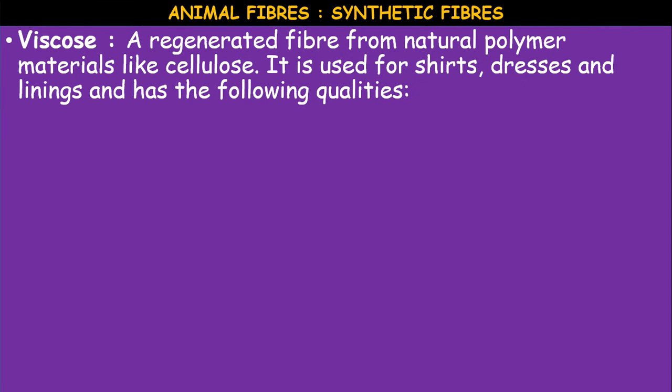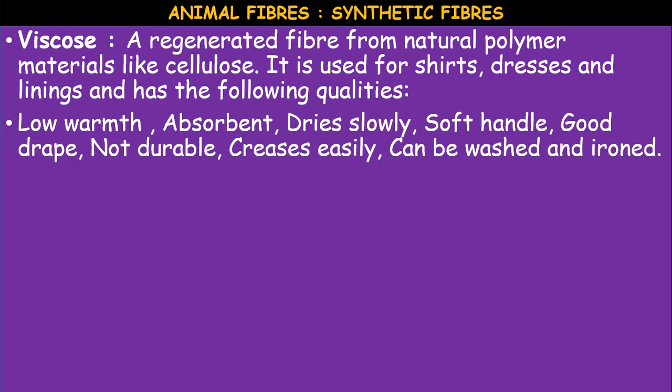Now we come to the sources of the synthetic fibers. Viscose is a regenerated fiber from natural polymer material like cellulose. It is used for shirts, dresses, and linings. It has the following qualities: low warmth, absorbent, dries slowly, soft handle, good drape, not durable, creases easily, can be washed and ironed.